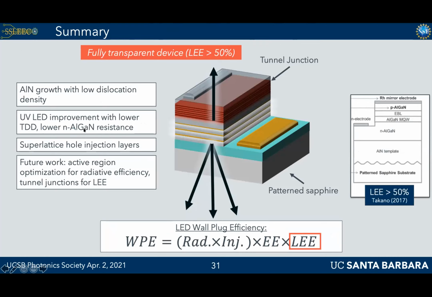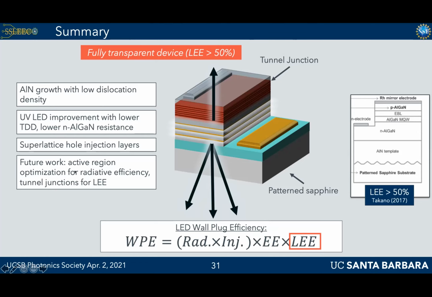I didn't talk about the way we lowered the N-AlGaN resistance. That's something that we're still working on, and we've got a paper that we're hoping will come out soon. We did do some work to improve the voltage on that end. The superlattice hole injection layers gave us some interesting results regarding injection efficiency.